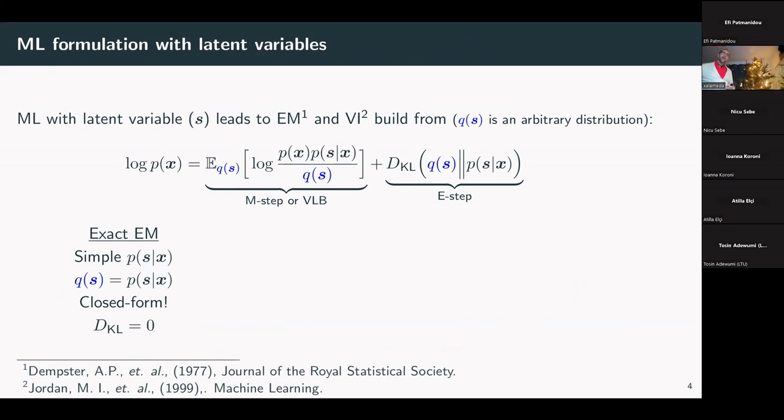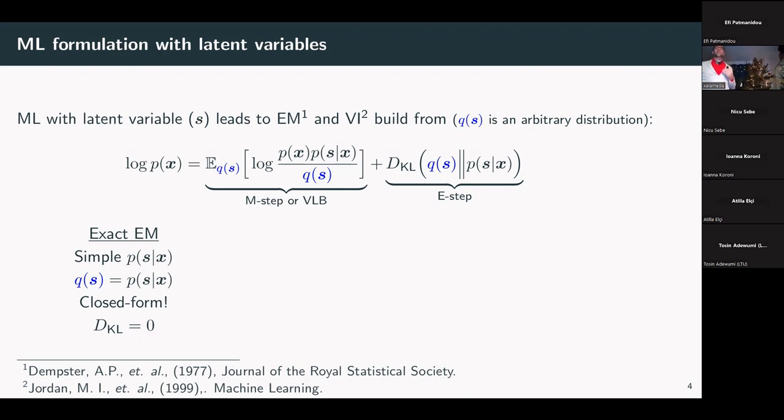So if you are able to compute exactly this posterior probability of S given X, you can set this arbitrary Q of S distribution to this probability. And if you can do that, of course, as we said, this Kullback-Leibler divergence will be zero. Right? And this actually gives what we usually refer to as the exact EM. EM stands for expectation maximization algorithm. And this is the case, for instance, for Gaussian mixture models, for the Kalman system or the linear dynamical system. It's also the case for HMM with a bunch of observation distributions, right? So this happens for, let's say, models that have a relatively simple posterior distribution of S given X.